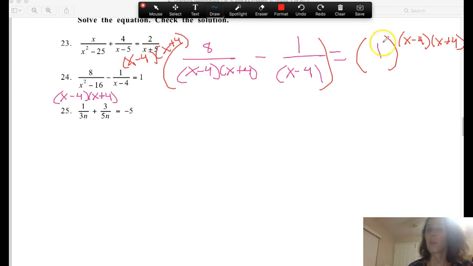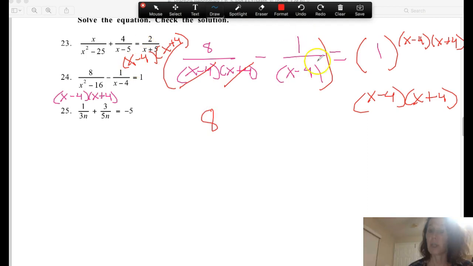All right, so multiply this. I'm just going to get x minus 4 times x plus 4. Okay, nothing cancels. Multiply this, I have to distribute first to here, then to here. So when I do this, the x minus 4 and the x minus 4 cancel, x plus 4 and x plus 4 cancel, leave me with 1, and I'm just left with 8.